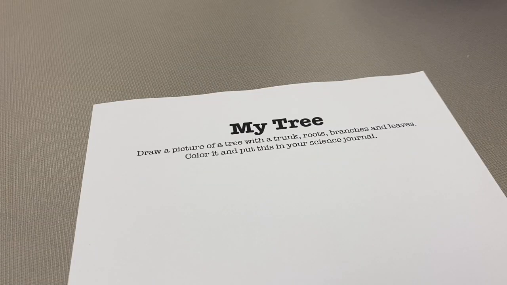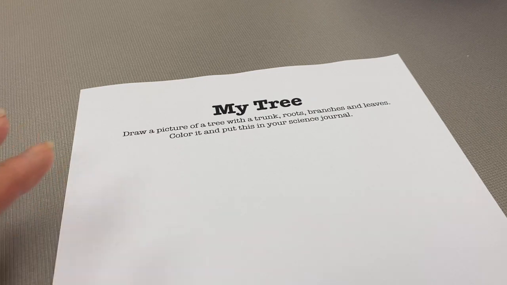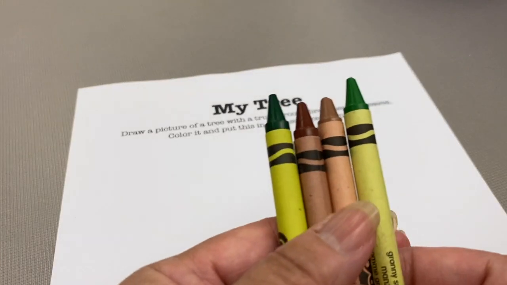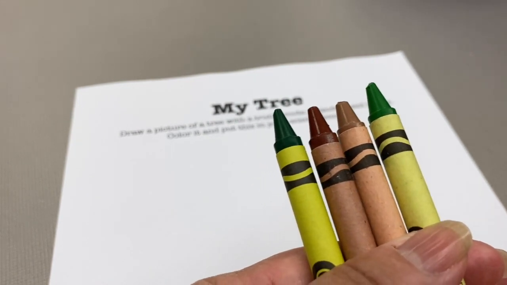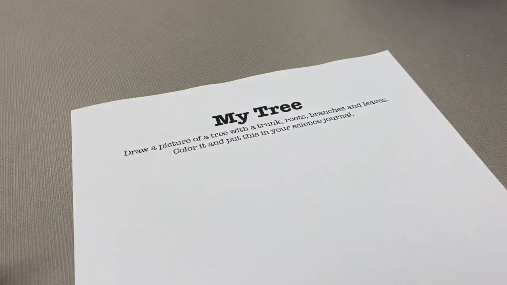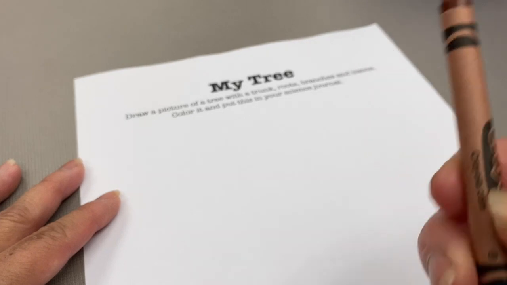For your science journal page, all you need is the science journal page titled My Tree, and it says draw a picture of a tree with a trunk, roots, branches, and leaves. Color it and put this in your science journal. For this assignment, you're only going to need greens and browns. I got 2 greens and 2 different browns just so that I can differentiate between the trunk and roots and branches and leaves.